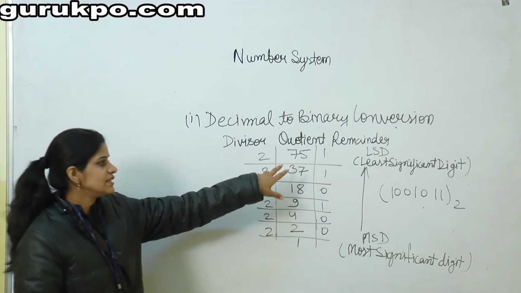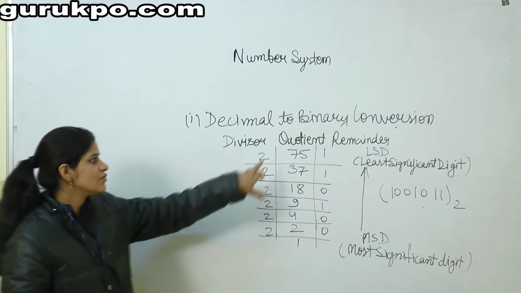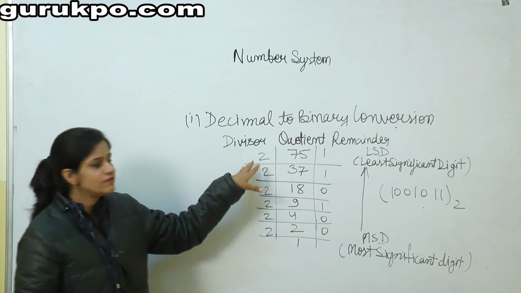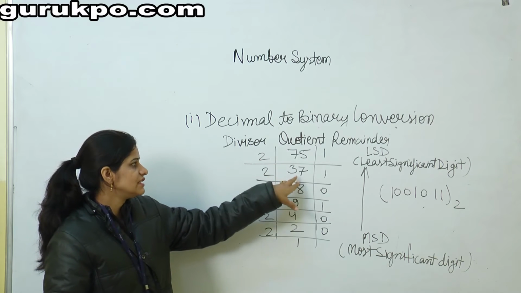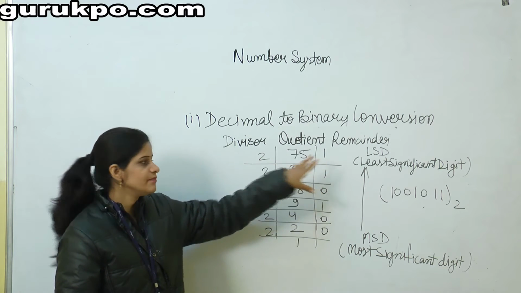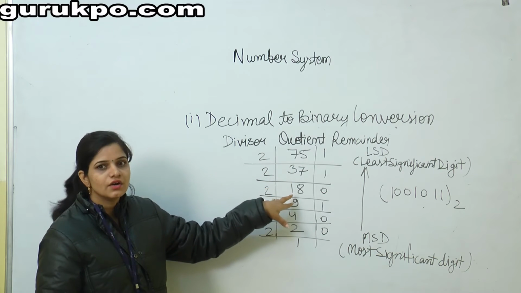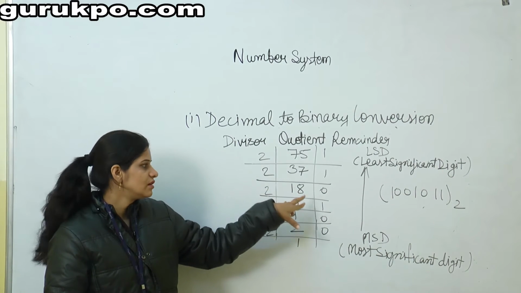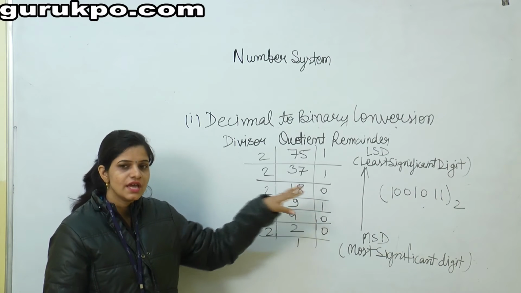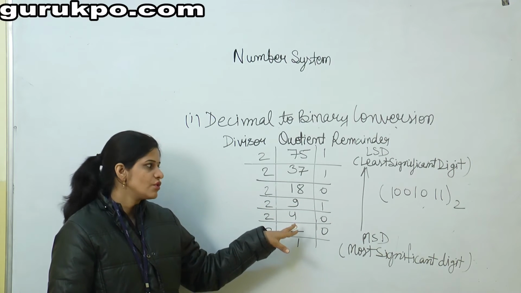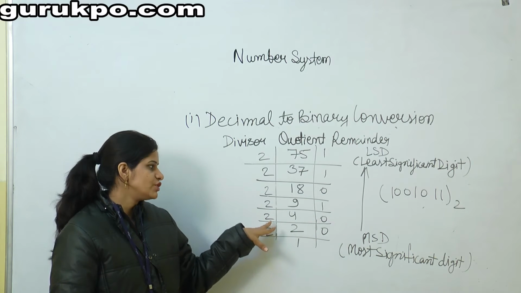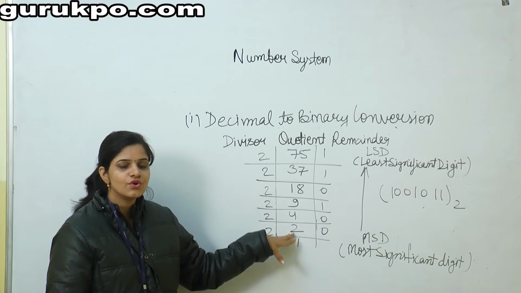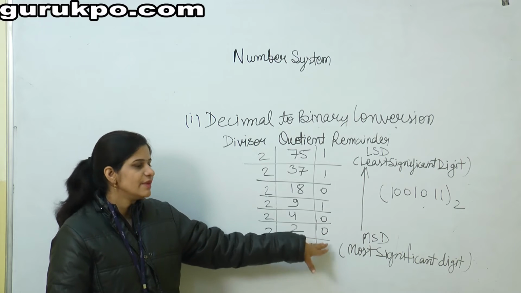75 is divided by 2, the quotient is 37 and the remainder is 1. Also 37 divided by 2, quotient is 18 and remainder is 1. Also divided by 2, quotient is 9 and remainder is 0. 9 divided by 2, quotient is 4 and remainder is 1. Also divided by 2, quotient is 2 and remainder is 0, and 2 divided by 2, quotient is 1 and remainder is 0.